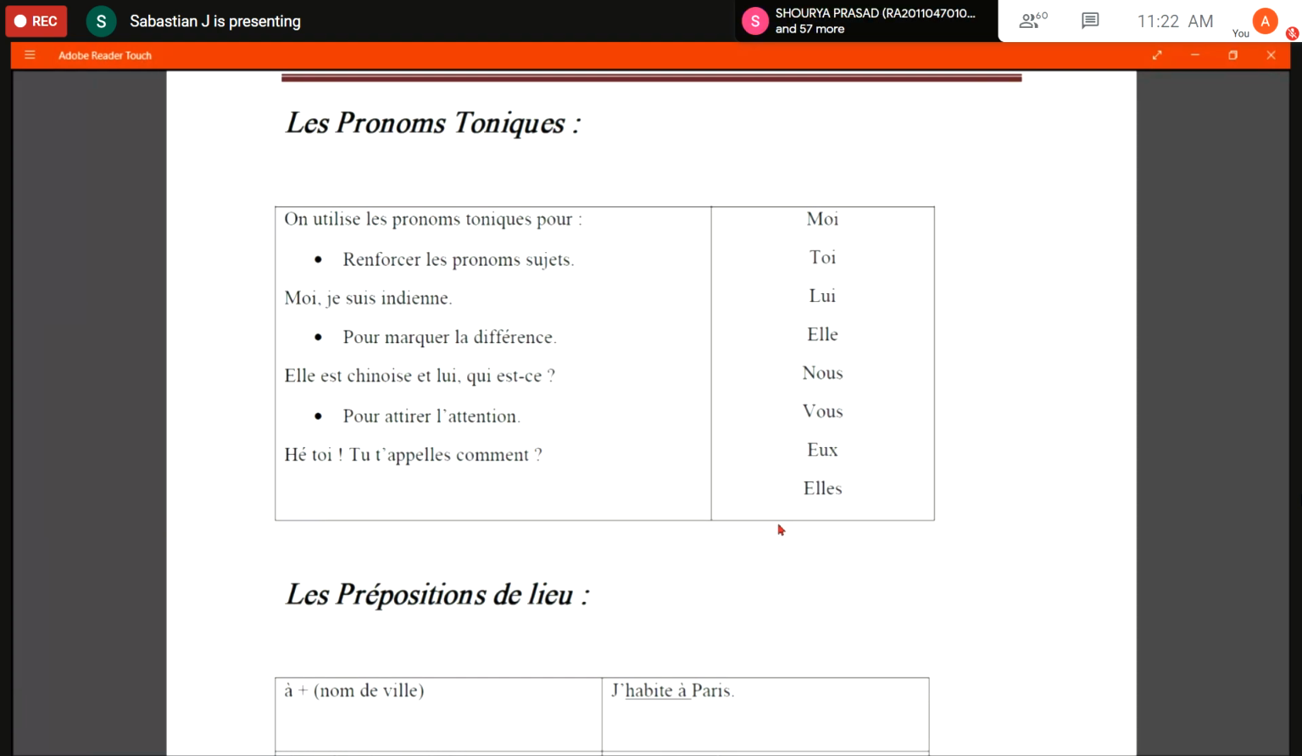For example, on utilise les pronoms toniques pour renforcer les pronoms sujets. We use these tonic pronouns to reinforce the subject pronouns. So all these pronouns are used based on the subject pronouns. What are the subject pronouns? Quels sont les pronoms sujets? You guys know it or not? One CT is over. By the time you should know.